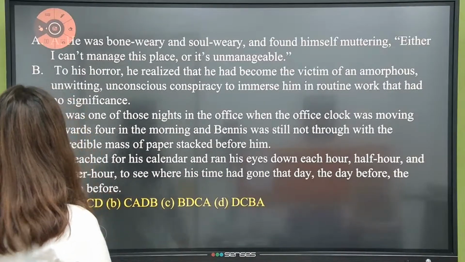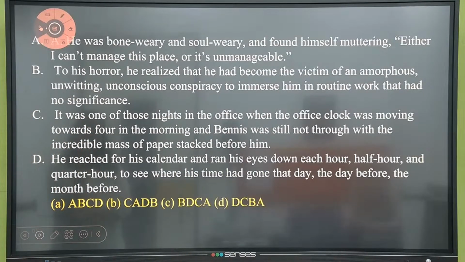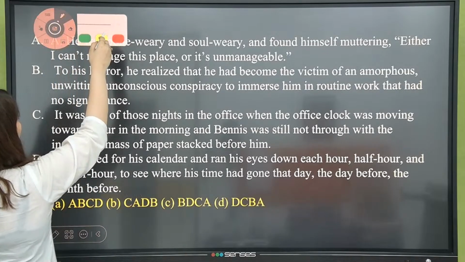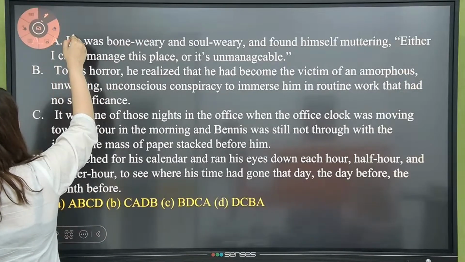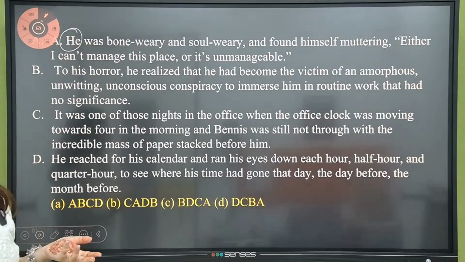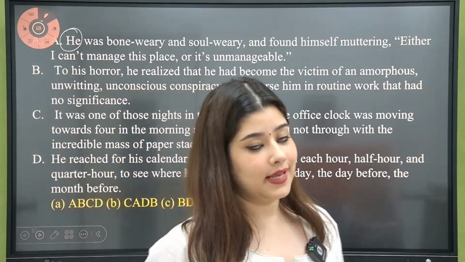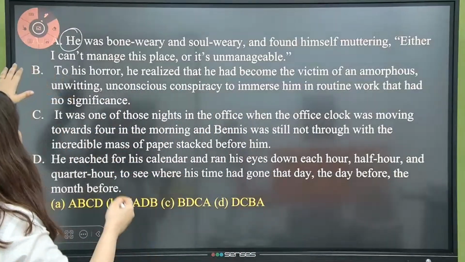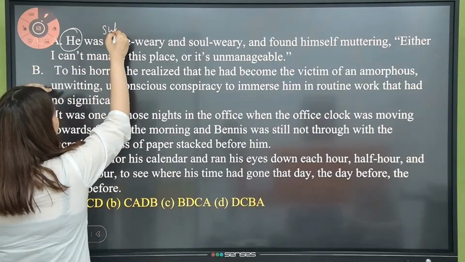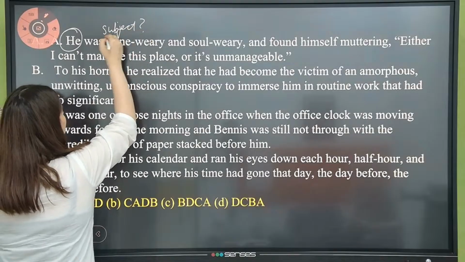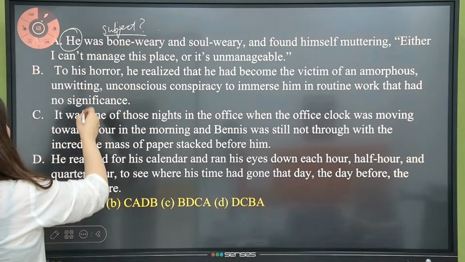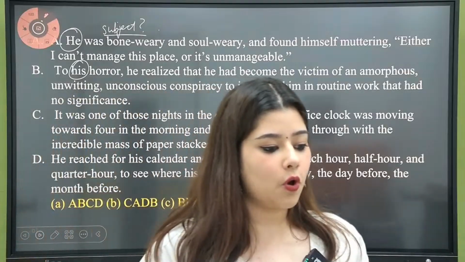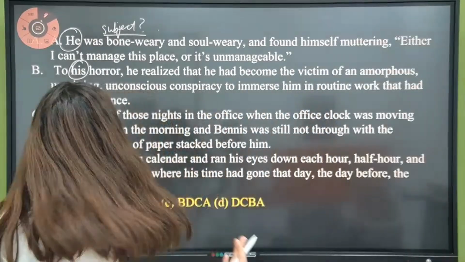Next, again: he was born weary and soul weary. Who is this he in question? Who is this he that we are talking about? We need prior context setting. We need a subject, right? Where is the subject? We need to find the subject. To his horror. Again, who is being talked about? Who is he? Who is his? We need some prior context.